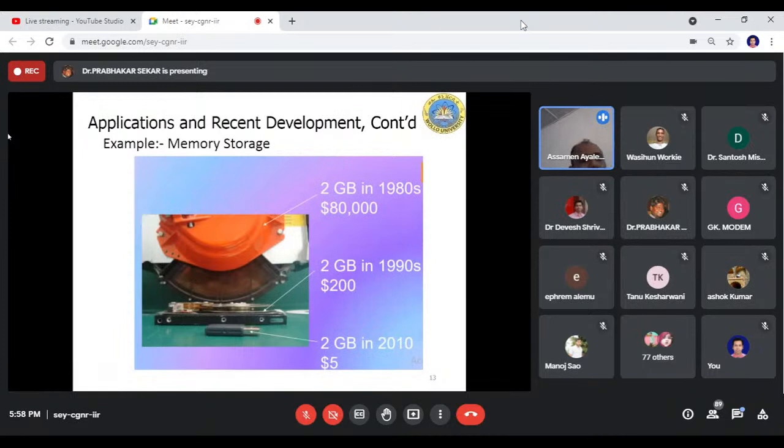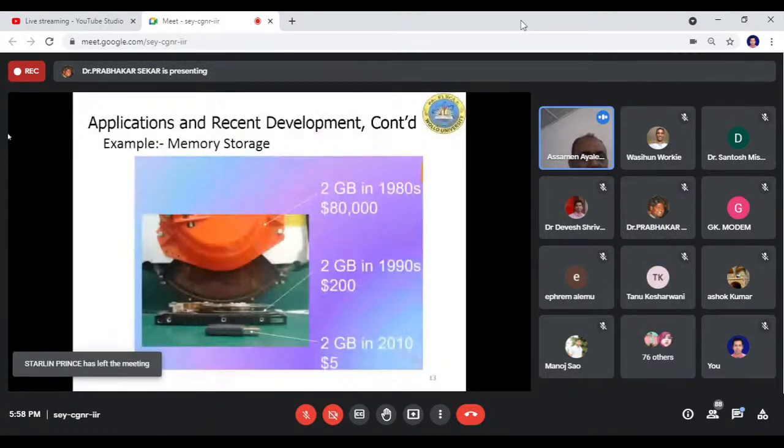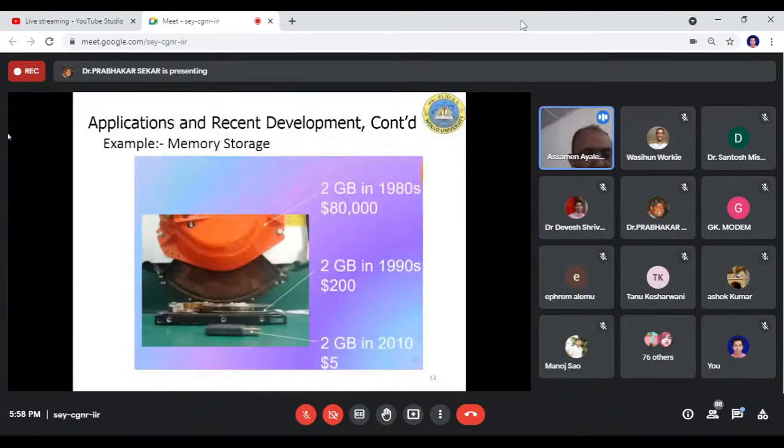For example, this is actually an application. I want to talk about the application of nanotechnology for storage devices like memory. If you take this figure, the top one is a 2 GB memory, maybe in the 1980s. Its cost may be around 18,000 USD. But after a time, around 1990, the size becomes very small. Actually, people may use nanotechnology for the fabrication of this type of device. The memory size is the same, but the cost becomes smaller.